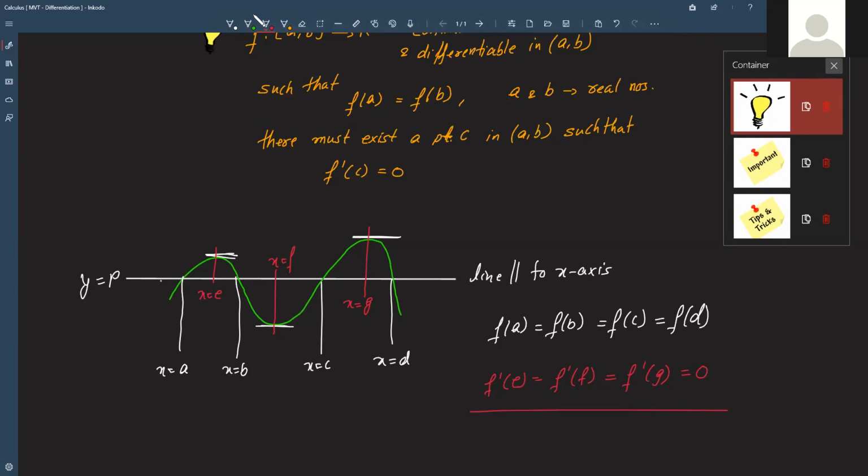If it is only a and d, between a and d, as you can see here, there are 3 points. Between a and c, there are 2 points. Between b and d, there are 2 points. Between b and c, there is 1 point. And between a and b, there is 1 point. So at minimum there has to be 1 point when we have two values of x for which the values of the function are the same. This is called Rolle's theorem.